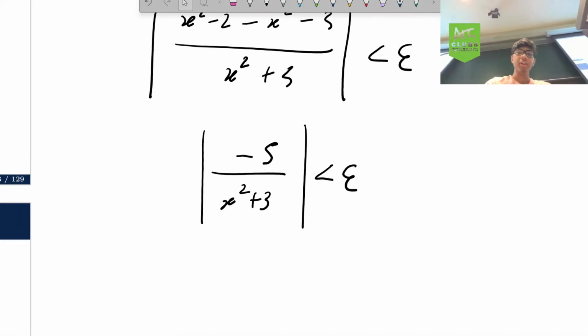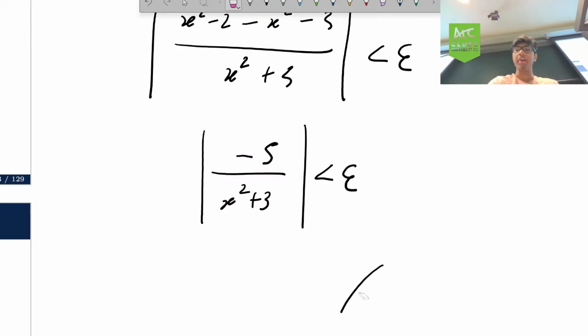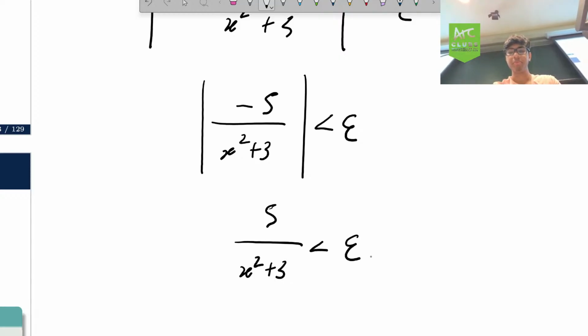Well, one thing I know is this denominator here is actually always positive. Why? Because any square number is going to be positive. If I add any positive number, this whole thing is positive. So this whole fraction here will always be negative. It can never be positive. And so what can I do? Well, to make it positive, I just get rid of this negative sign here. I know 5 on x squared plus 3 is less than epsilon.